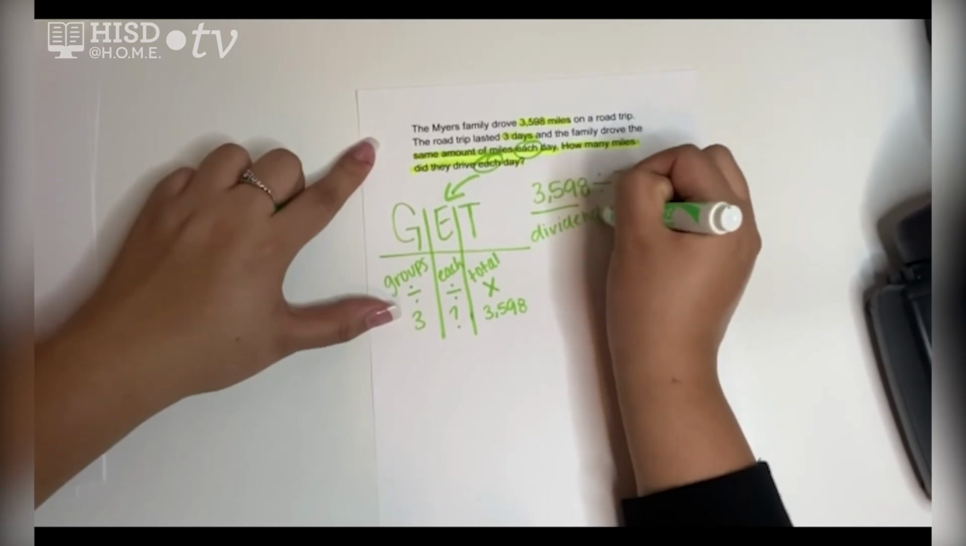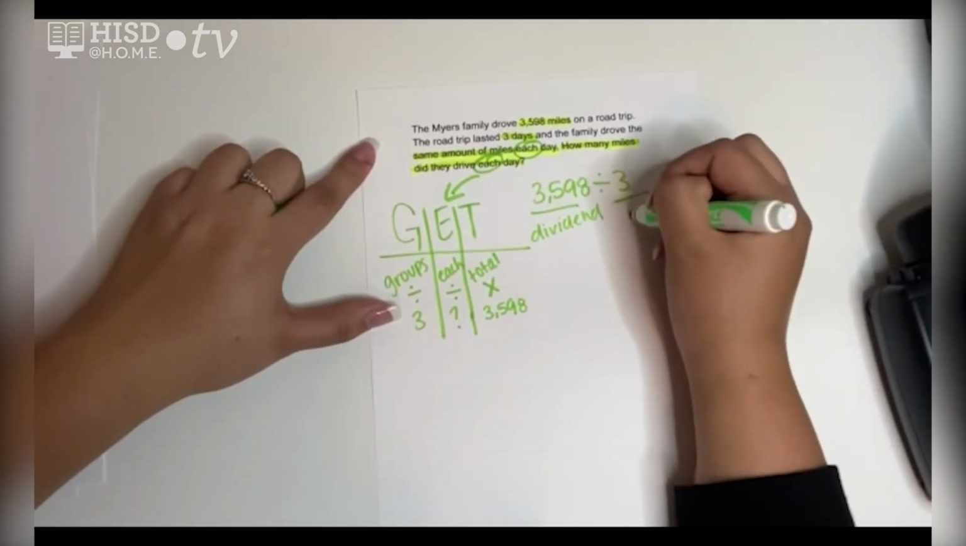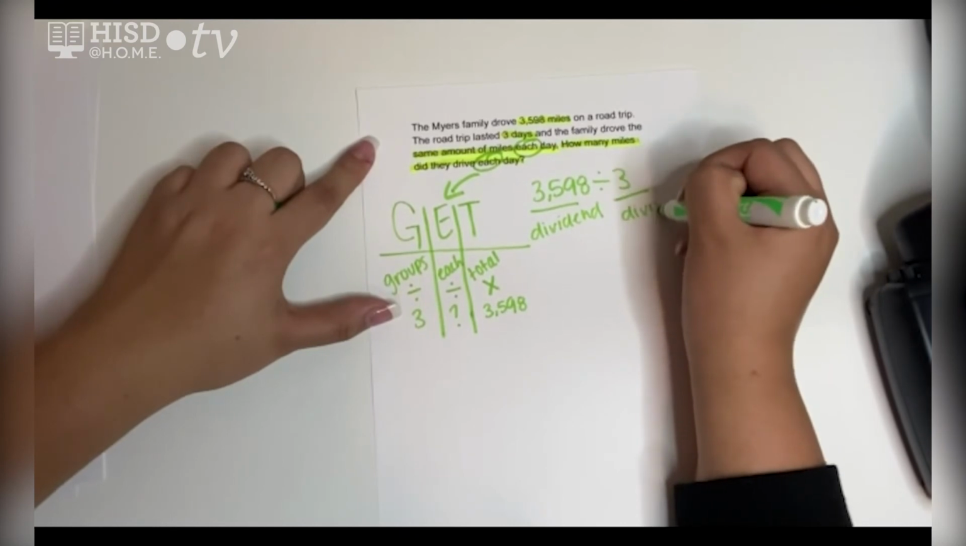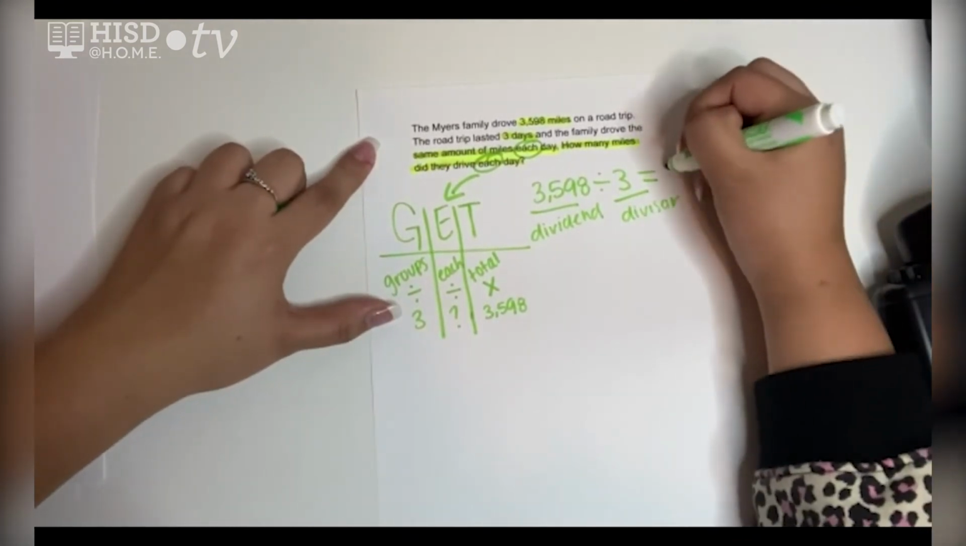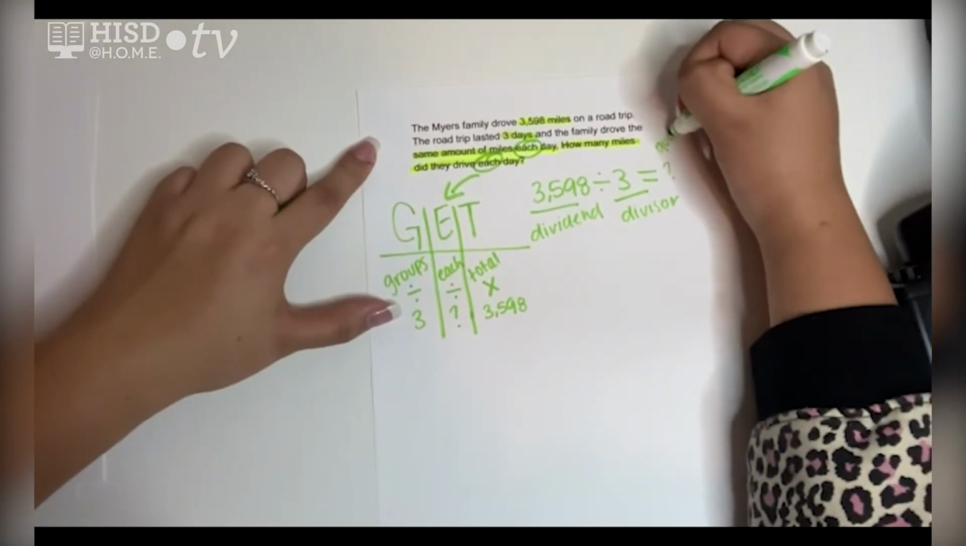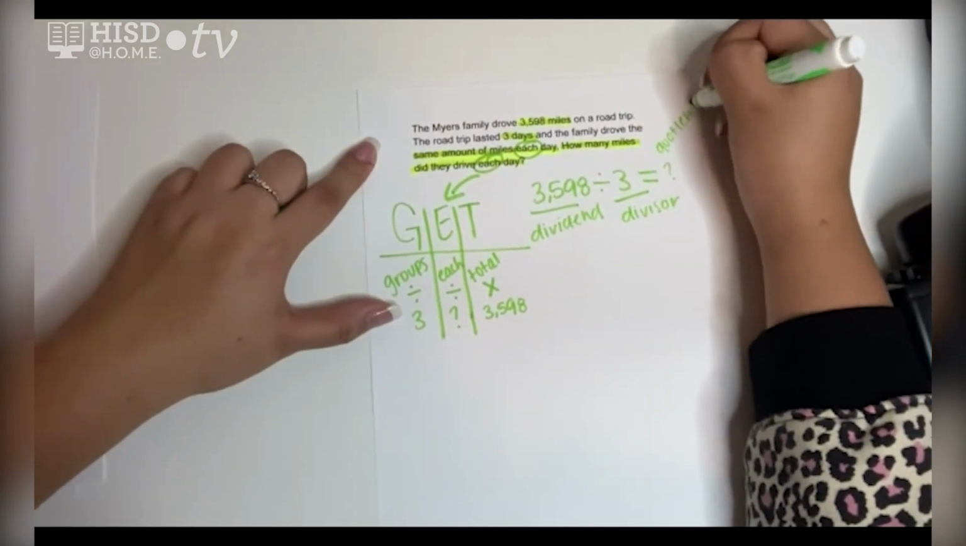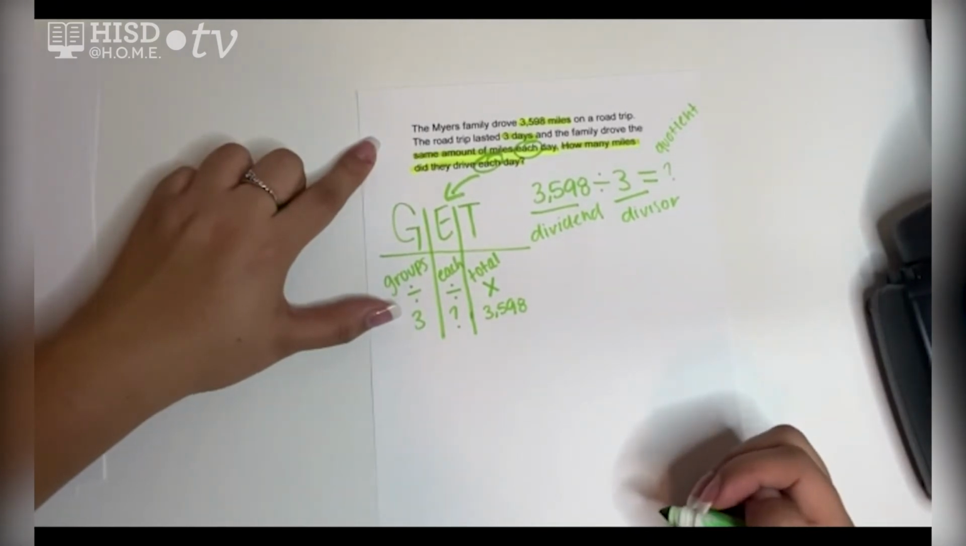I know that this number here is my dividend. So this is the number that's going to go in my house. This number here is my divisor. So this is the number that's going to go outside my little house. And we don't know this, and this is the quotient and the answer that we are trying to solve for.